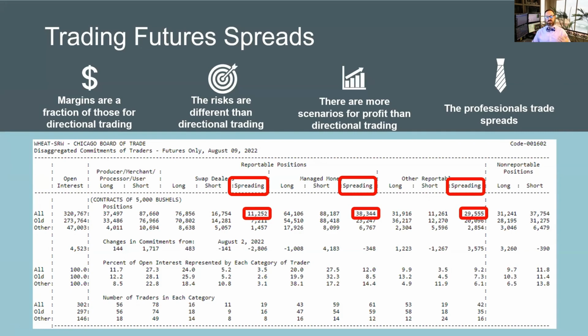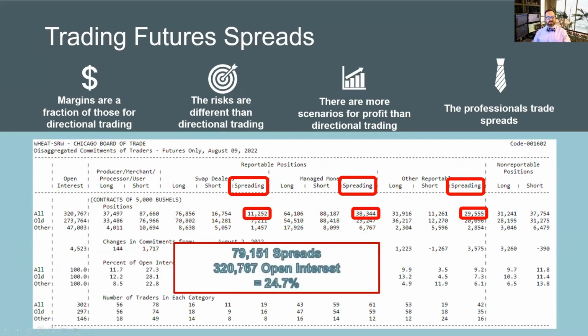When these big traders come out, it'll tell you how many of them are going long, how many are going short. But right here, you can also see there's a third category called spreading. When you take a look at all the spreads being created here, especially on wheat, and this one's about a month old, there's open interest on the contracts, 320,000 contracts traded in total for the week. 79,000 of them were spreads. That means a quarter of all the trading going on in the market is spread trading.